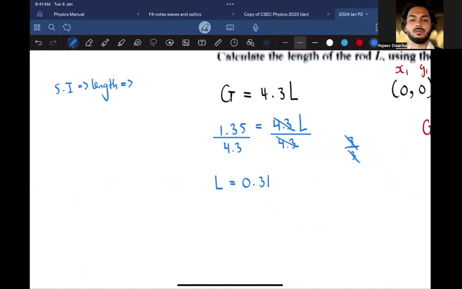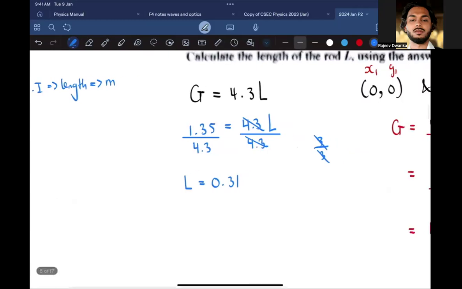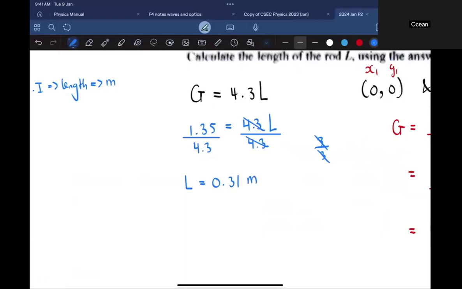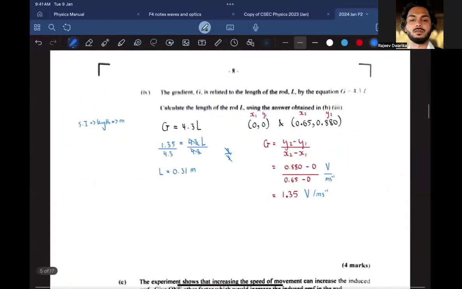Oh, sure, don't we measure length in meters in physics? Anytime you're doing calculations, you need to make sure you have the SI units. So in physics, we measure length always in meters, right? So our final answer is 0.31 meters. Do you understand how to get the 4 marks? Yes or no?